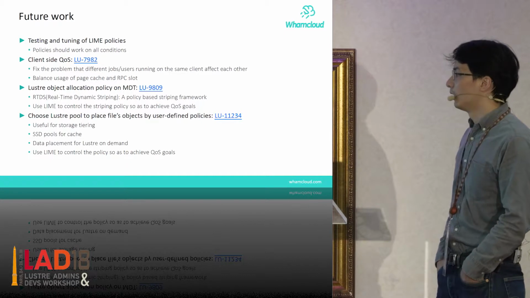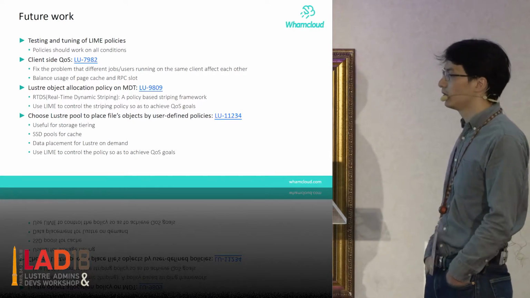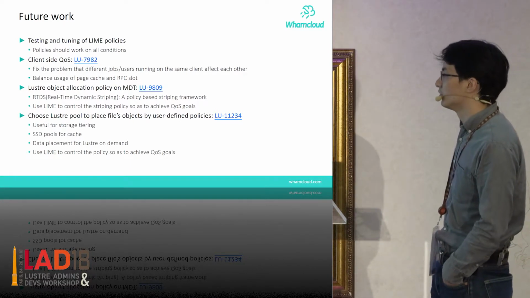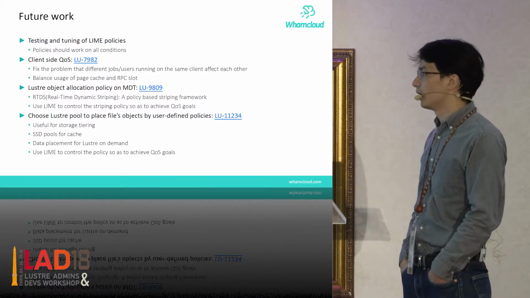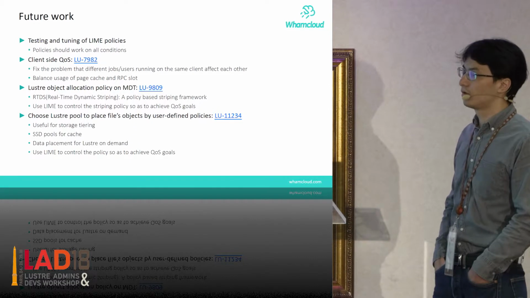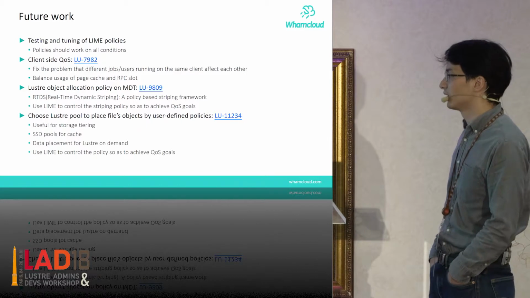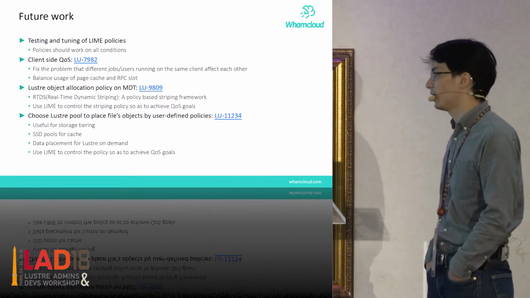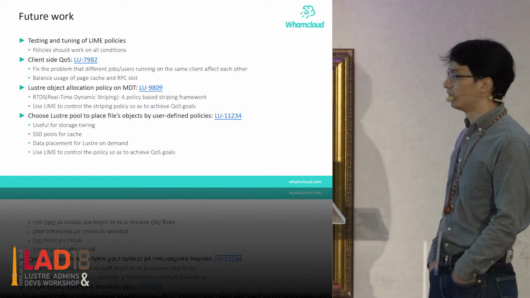And also, we have pushed a patch which will enable us to determine which files to put into our OST pool. By using that, you will be able to control which files will be allocated onto which OST. It is very useful if you have storage tiering with different storage types, for example SSD pools for cache, something like that. And it would be nice if we can control the policy in a global framework.